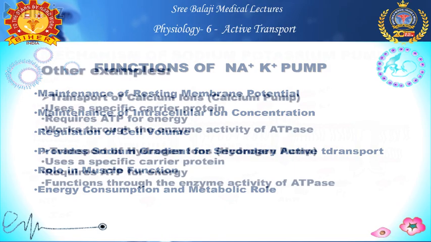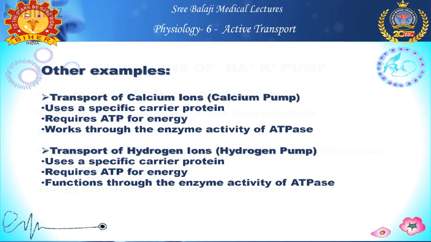Now we are going to see the transport of calcium ions by using the calcium pump. This pump uses a specific carrier protein. It requires ATP for energy and works through the enzyme activity of ATPase. The calcium pump maintains a very low intracellular calcium level, which is extremely important because calcium acts as a signaling molecule inside the cell. It is also present in the sarcoplasmic reticulum of the muscle cell, where calcium is pumped inside to help in muscle relaxation. It is also present in mitochondria, where calcium is stored and regulated.